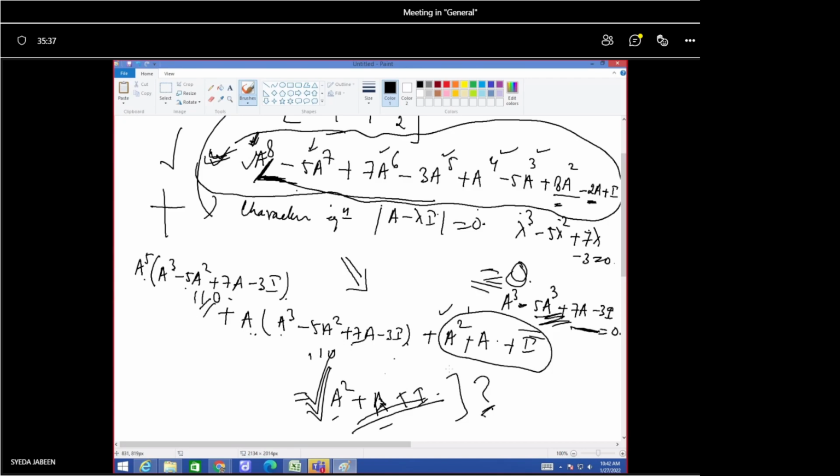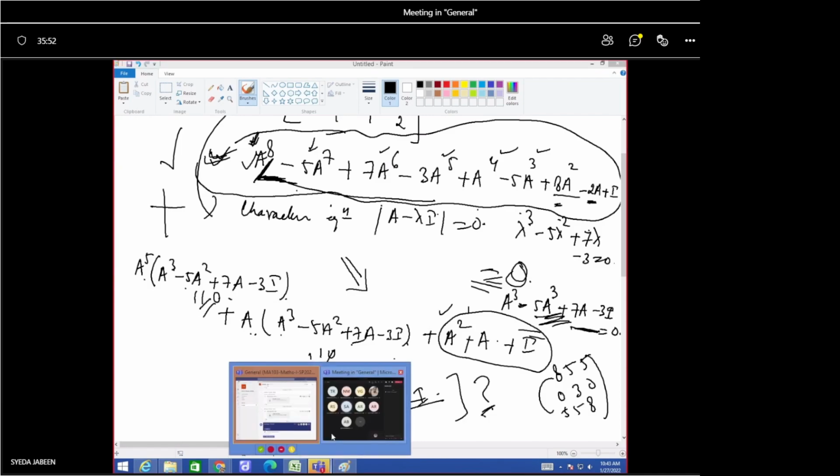Yes, 855 at the first row. Yes, 030. 030 and 558. Yes, right. Yes, it is right. Post it, post it. Yes, ma'am. Ma'am, I did it at the rough, ma'am.